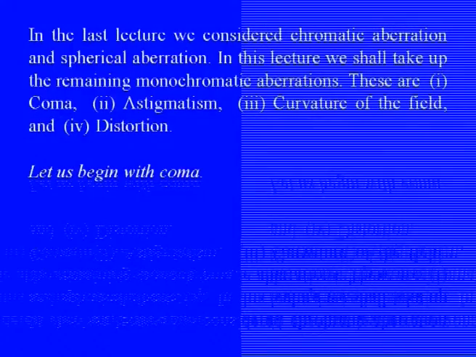In the last lecture, we considered chromatic aberration and spherical aberration. In this lecture, we shall take up the remaining monochromatic aberrations, and these are number 1 coma, number 2 astigmatism, number 3 curvature of the field, and the fourth one distortion. Let us begin with coma.